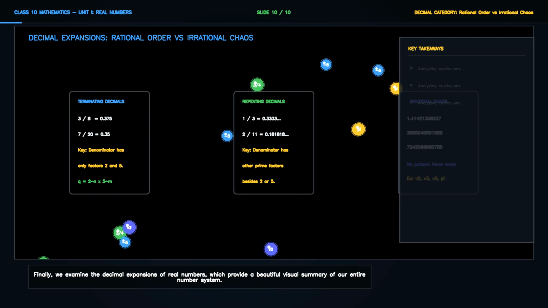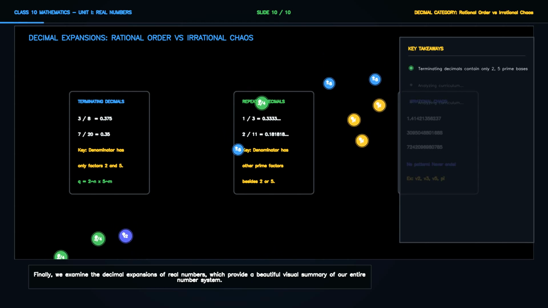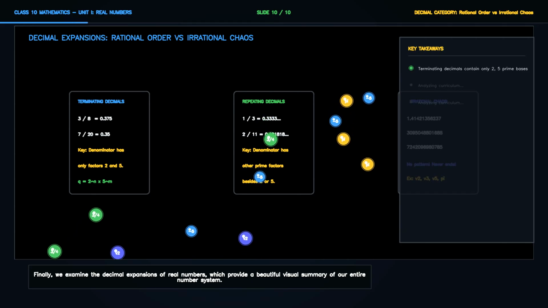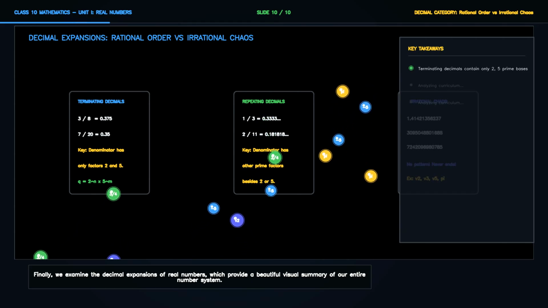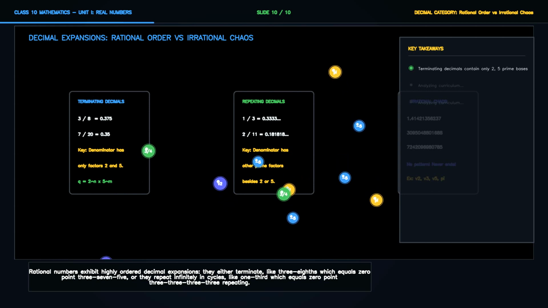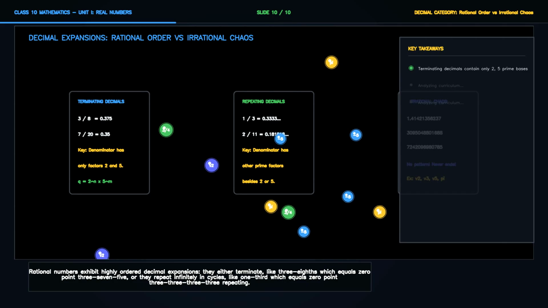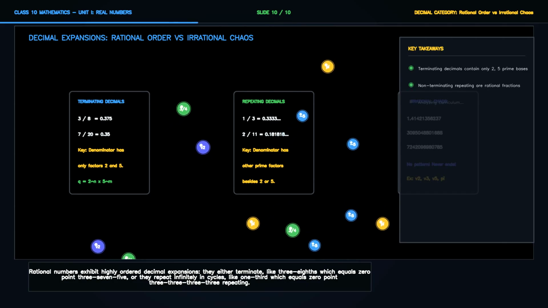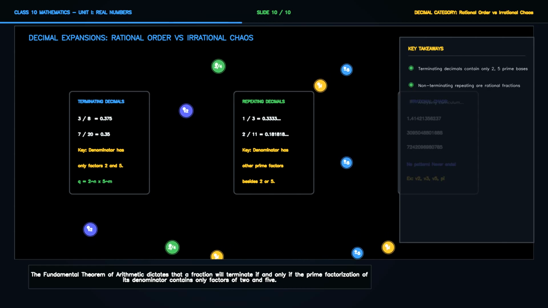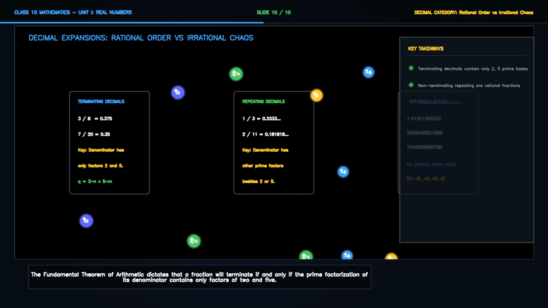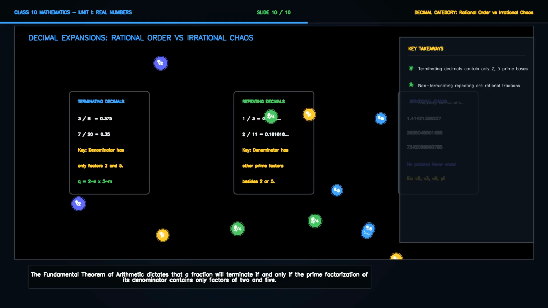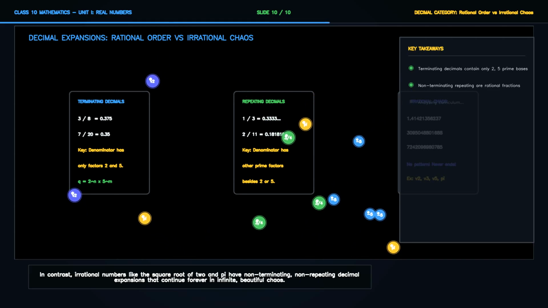Finally, we examine the decimal expansions of real numbers, which provide a beautiful visual summary of our entire number system. Rational numbers exhibit highly ordered decimal expansions. They either terminate, like 3/8, which equals 0.375, or they repeat infinitely in cycles, like 1/3, which equals 0.3333 repeating. The fundamental theorem of arithmetic dictates that a fraction will terminate if and only if the prime factorization of its denominator contains only factors of 2 and 5.